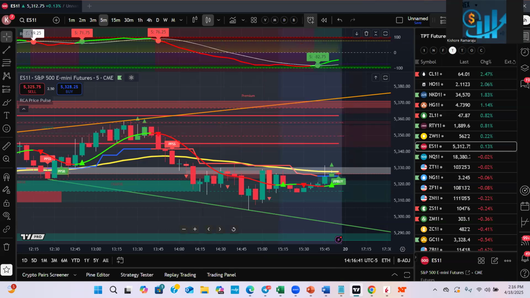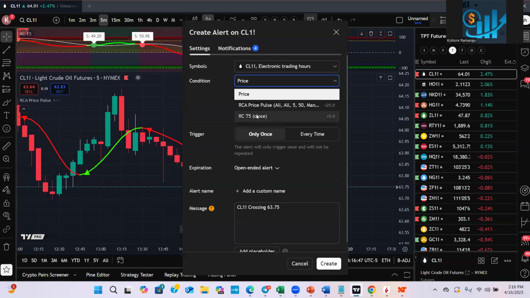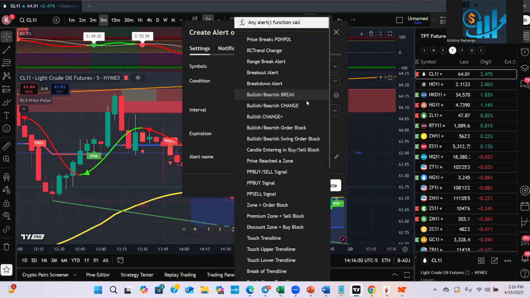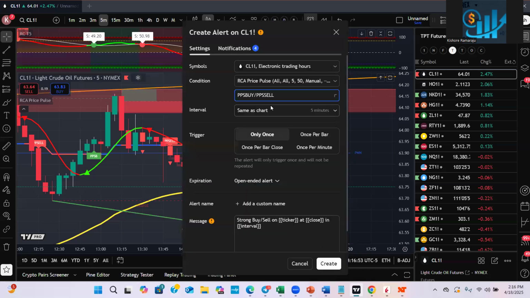In the same way, if you want to do it for crude oil, you can go here, set price pulse, and say price pulse strong buy, strong sell, once per bar close.